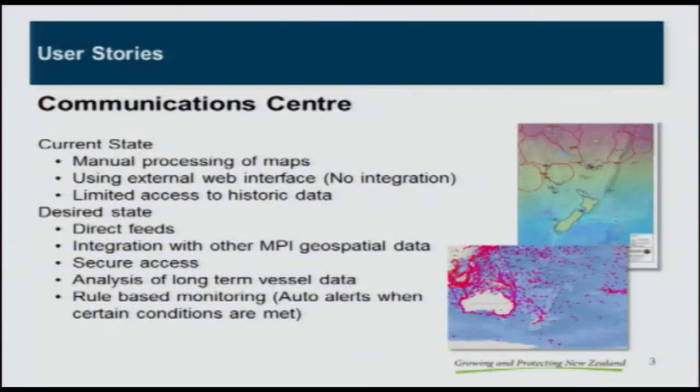So what we're trying to do is build some common capability to integrate these things and do something about it. So some user stories, some context to give you an idea of what we're involved with. Some of them you might not realize. So we've got a communication center which monitors where fishing vessels operating in the New Zealand environment go, also where other trade vessels go.